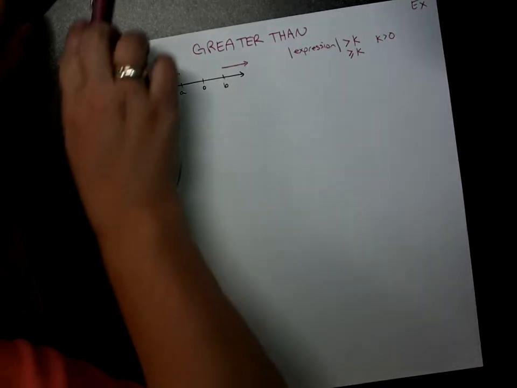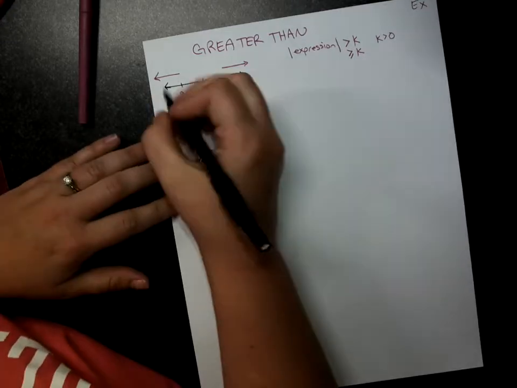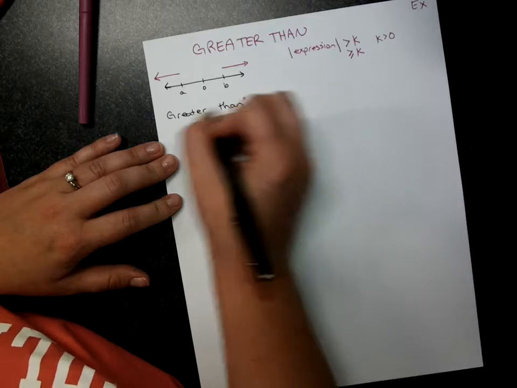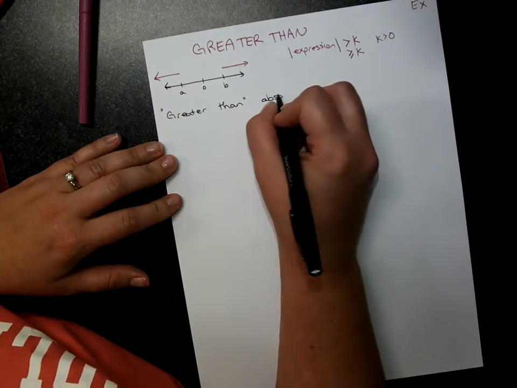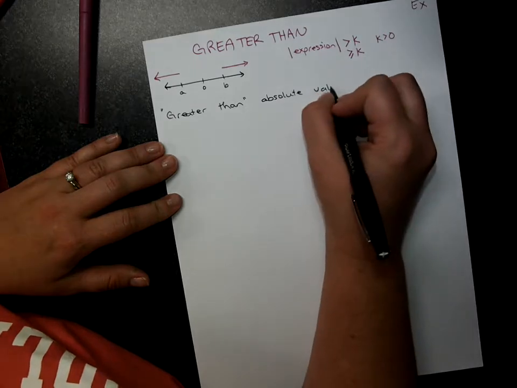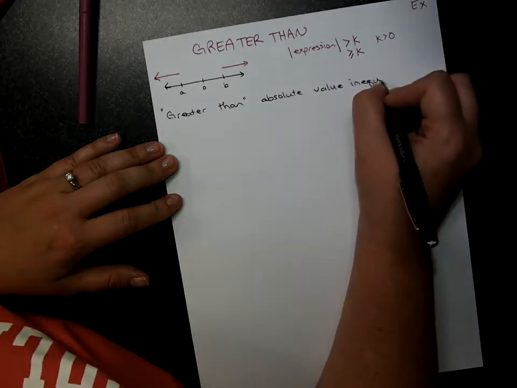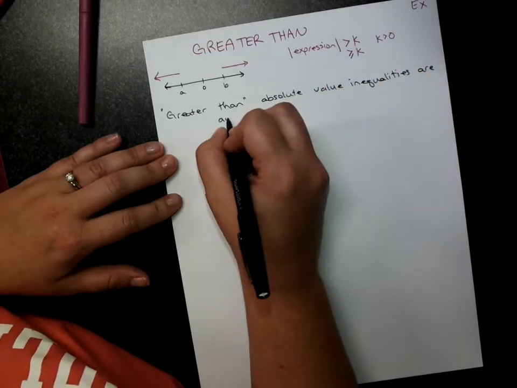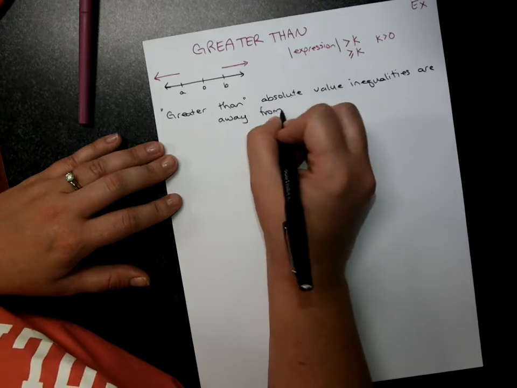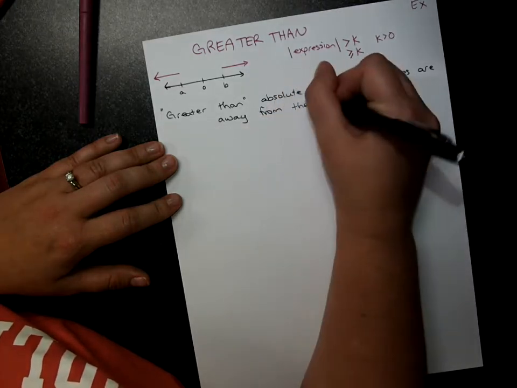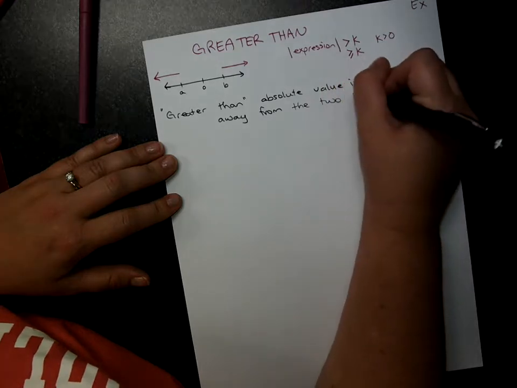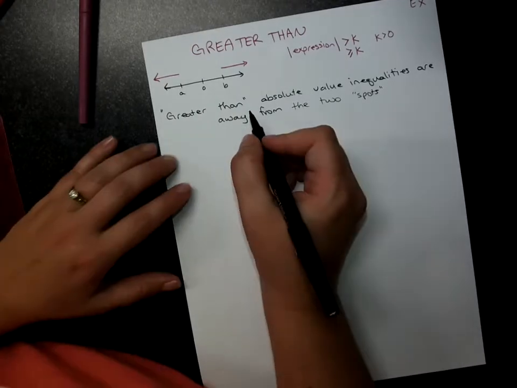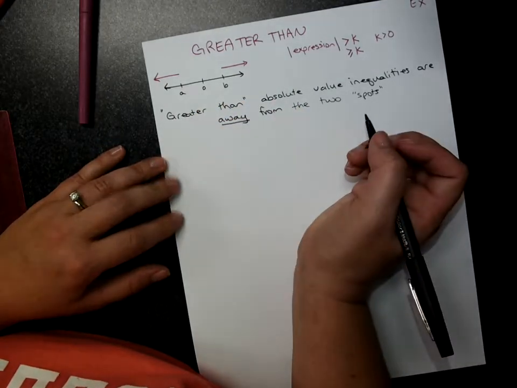So greater than absolute value inequalities are away from the two possibilities, the two what I call spots. I don't think they're mathematically called spots, but that's kind of how I think about it. But greater than absolute value inequalities are away from two spots.